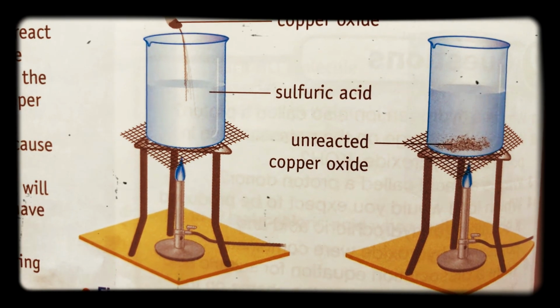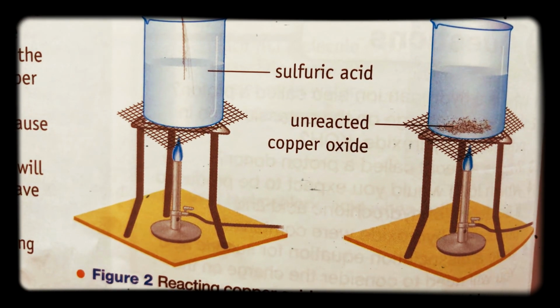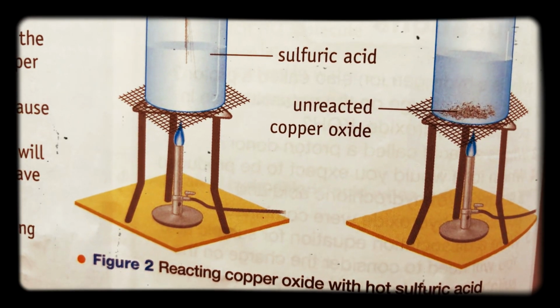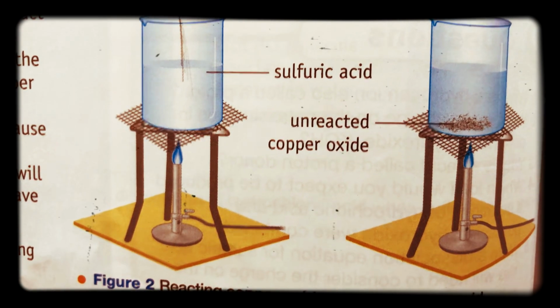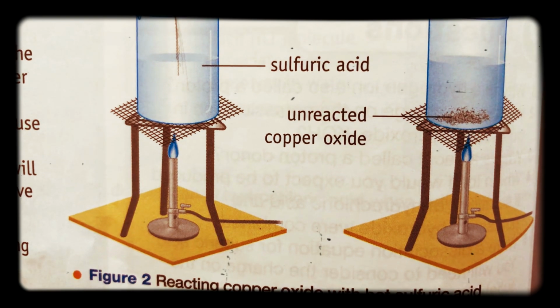I'm just going to go through that. To speed the reaction up, we heat it. We add the copper oxide slowly to the hot acid until no more reacts. Okay, and we can see that because copper oxide is black. We see it at the bottom of the beaker.